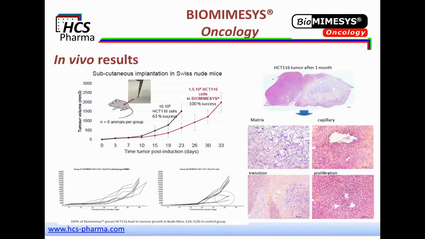I would like to finish with biomimesis oncology by telling you that it can also be used in vivo thanks to its properties, because it is solid. It can be easily grafted in mice, and it was compared to classical injection of cancer cells in mice, and the grafting was much more successful with biomimesis, with 100% success compared to 63% success with just the injection of cancer cells. So it can also be used in vivo with good engraftment of the cells within the surrounding tissues.